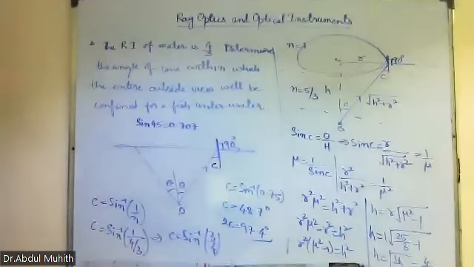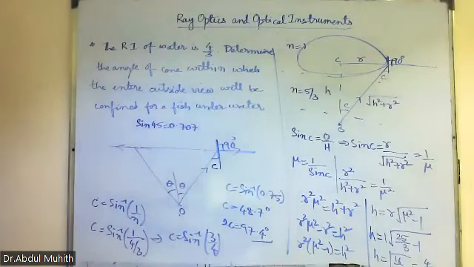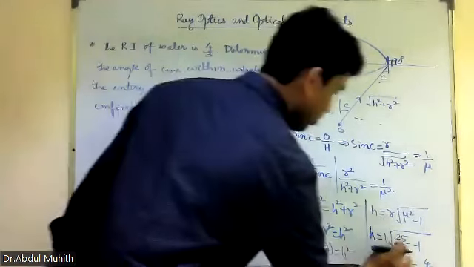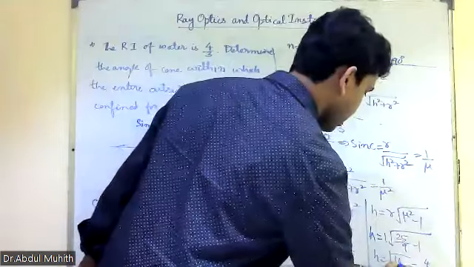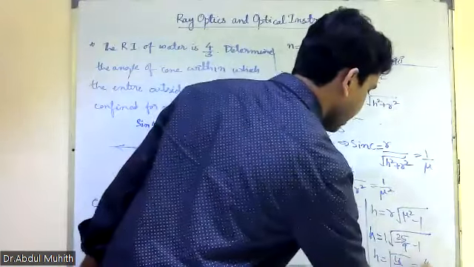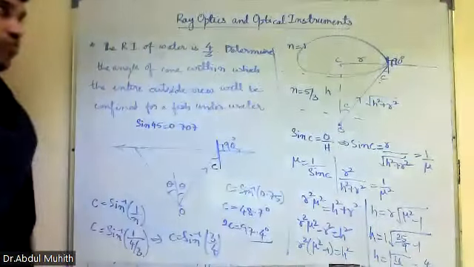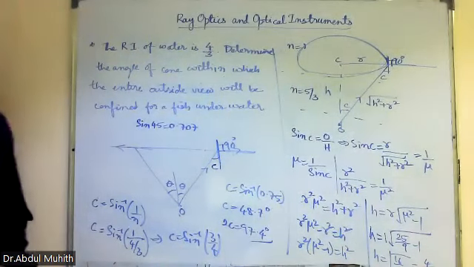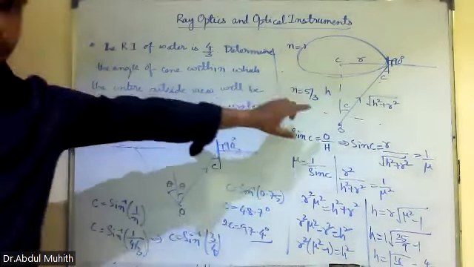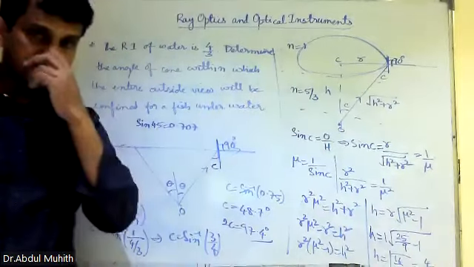Is that clear? 4 by 3 is 9 now. This will become 9 and this will become 9 and this will become 3. 4 by 3. The height of this water level is 5 by 3. Once again I will explain. There is water and there is an object here at the bottom.